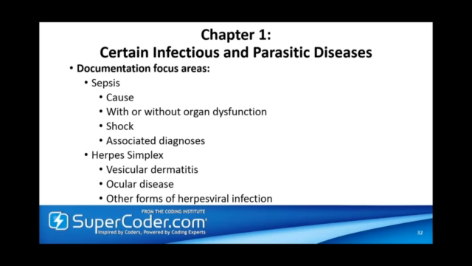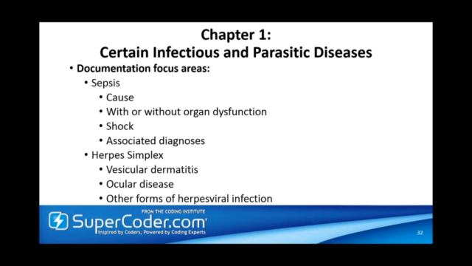We won't cover each chapter in the tabular, only areas with major documentation requirements. Chapter 1, for infectious and parasitic diseases, contains several conditions that require the physician to document the cause of the condition. Sepsis is one example. In addition to the cause, documentation should also include with or without organ dysfunction and any associated diagnoses, because you have to have this information to assign the correct code.